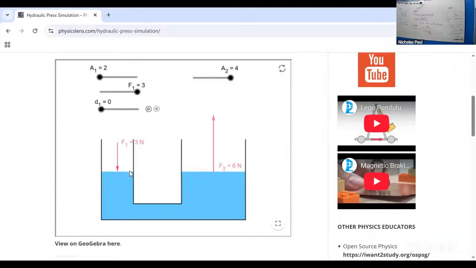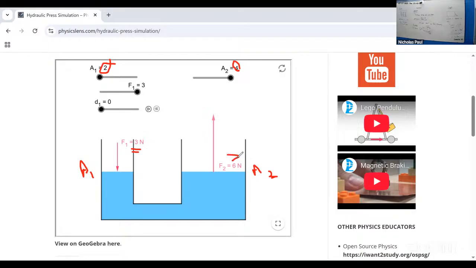What it's showing you here is a force of 3 newtons giving you a force of 6 newtons here. Here is area 1 and here is area 2. Area 1 is about 2 units. Area 2 is 4 units. And a 3 newton force can lift a 6 newton force.